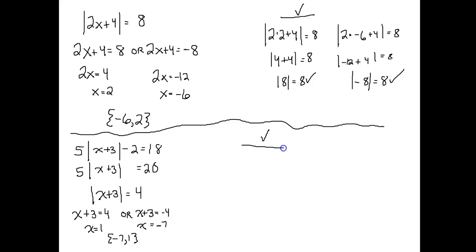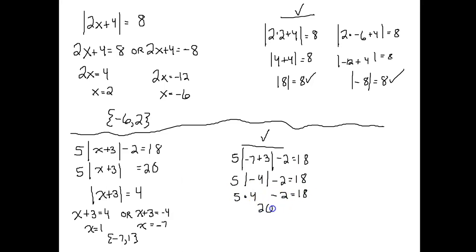Go back to the original problem to plug in your negative 7. And then basically follow order of operations from there. Okay, first number checks out. And then do the same thing with your 1. It's like 2 checks because there's 2 answers. So go back and plug in the 1.